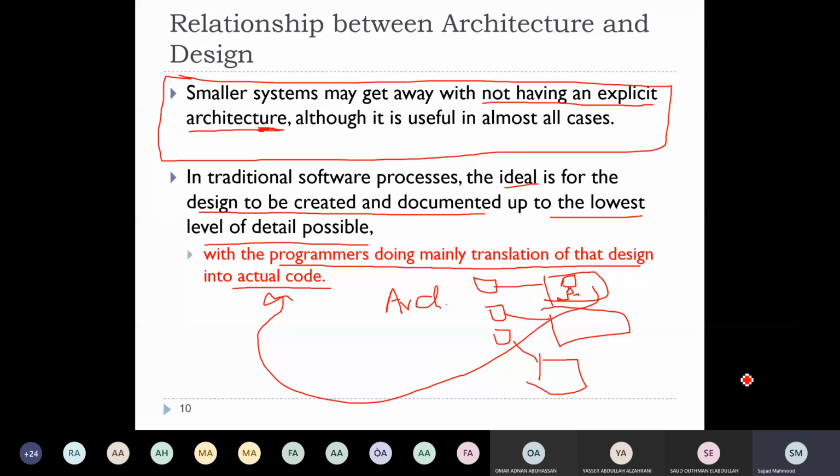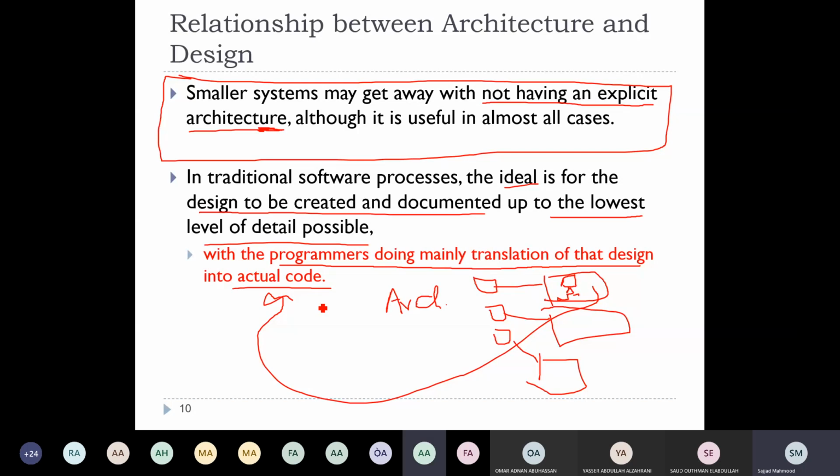To be honest, based on my industrial experience over the years, this rarely happens, right? That you are able to 100% translate this into source code in one go. There are many reasons for that. One reason is sometimes we don't have enough programming skills to do that to begin with, right? As a developer, and there could be many other reasons.